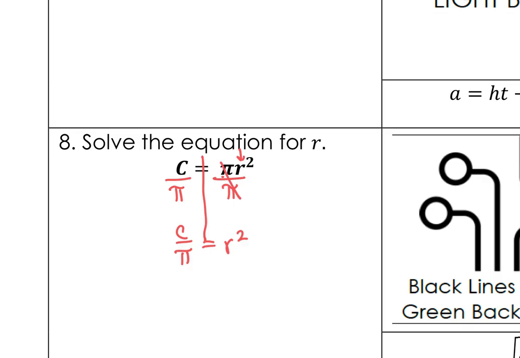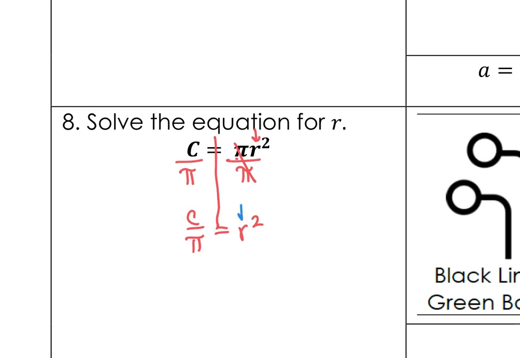Can anybody, for a piece of candy, tell me what's the inverse of a square? Morgan? No. Dividing is the opposite of multiplying. Troy? The square root. Very good.